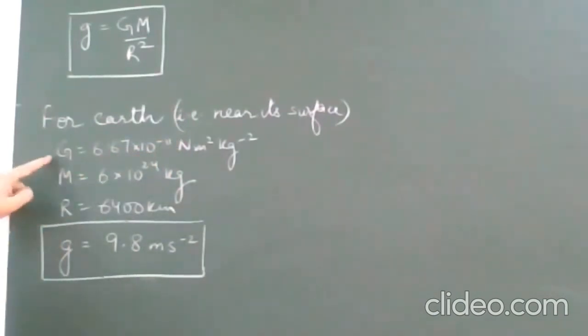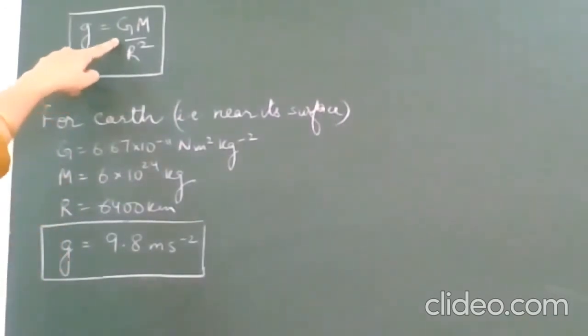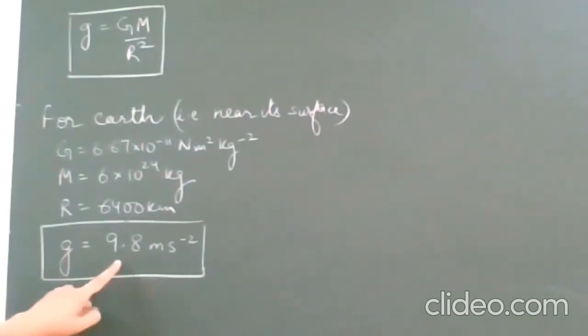Now for Earth, if we calculate this value, that is when an object is near the surface of the Earth, I put in the parameters for Earth: the mass of the Earth, the radius of the Earth, and the value of the gravitational constant, which is a universal constant. I get the value for acceleration due to gravity as 9.8 meter per second square. Now, we were discussing the meaning of this statement.